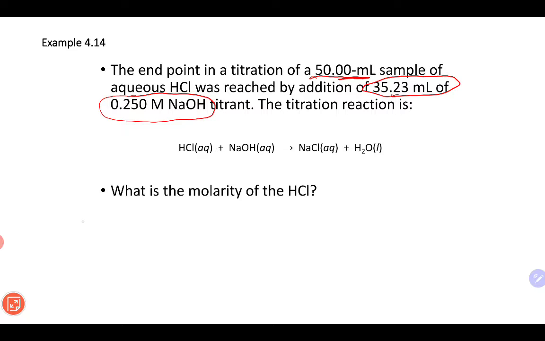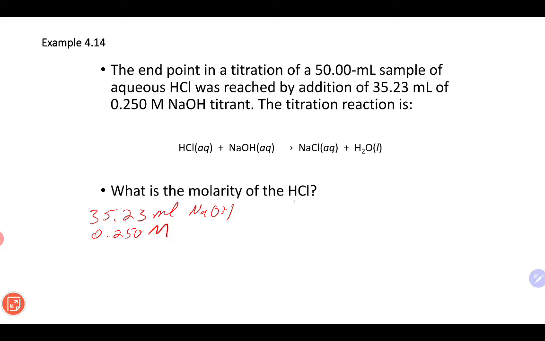So I know that I have 35.23 milliliters of NaOH, and I know the molarity is 0.250 molar. I have 50.00 milliliters of HCl, and the question is, what's the molarity of the HCl?